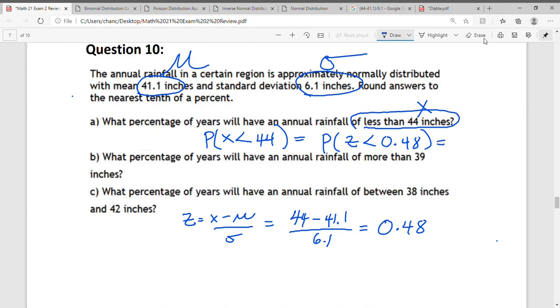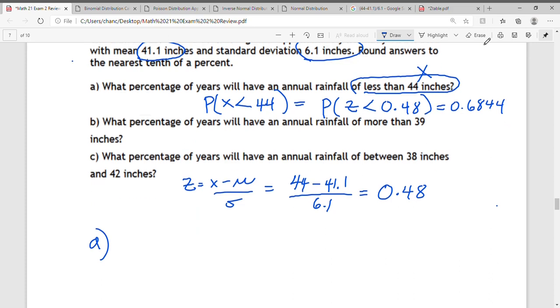So this is equivalent to 0.6844. Now for part A, we want our answer as a percentage. So let's round that to 68.4%. For part A, 68.4% of the time, we will have less than 44 inches of rain.